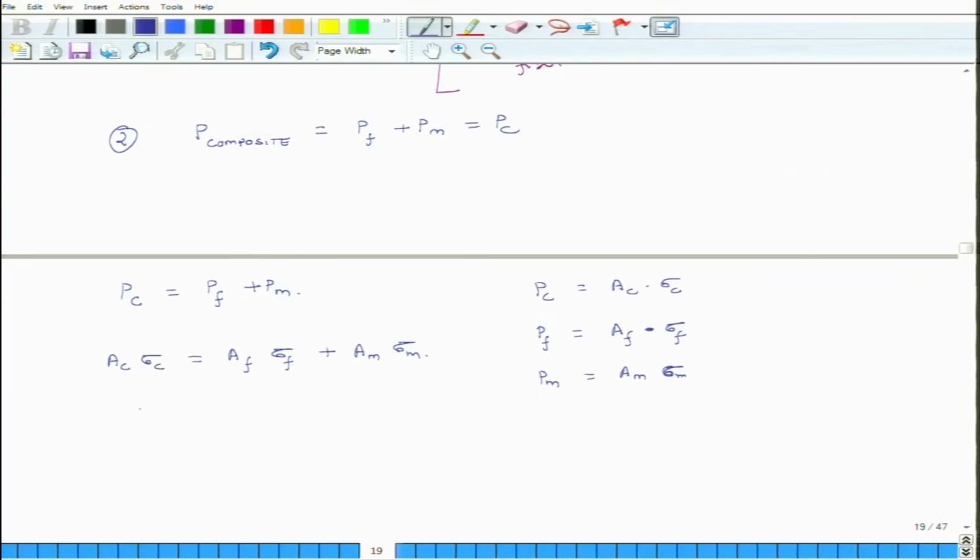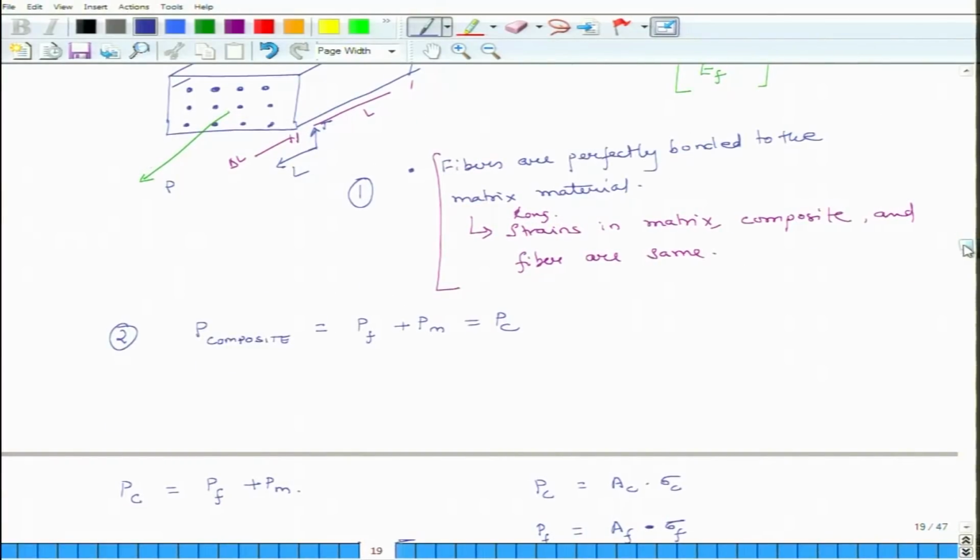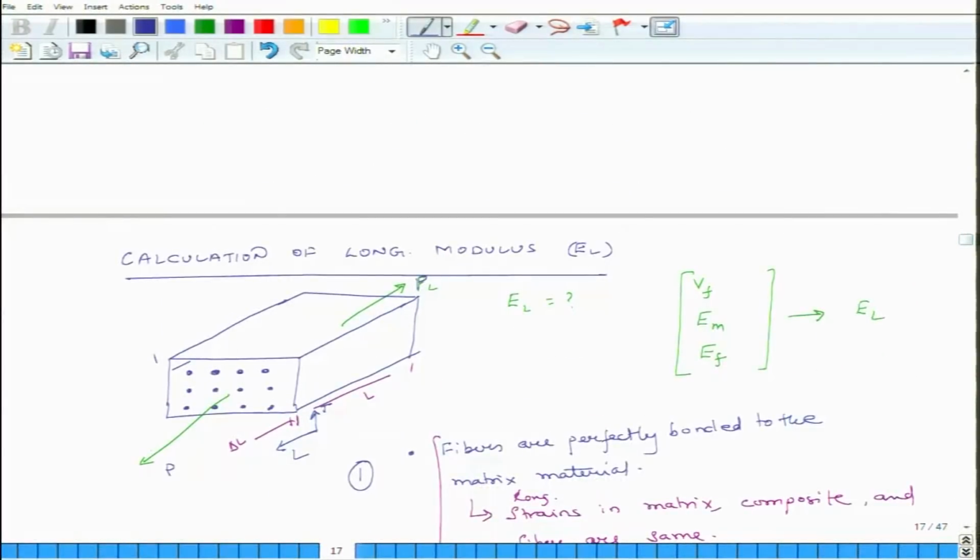Okay. So, I divide this entire equation by AC and I get sigma C equals AF over AC times sigma F plus Am over AC times sigma M. Okay. Again, it is important to understand what is AC? AC is this entire area ABCD.